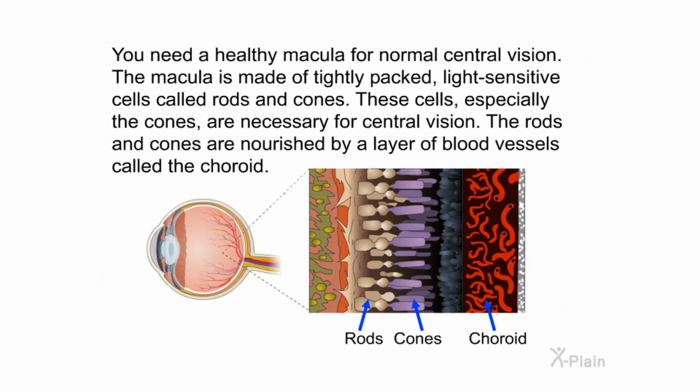You need a healthy macula for normal central vision. The macula is made of tightly packed, light-sensitive cells called rods and cones. These cells, especially the cones, are necessary for central vision. The rods and cones are nourished by a layer of blood vessels called the choroid.